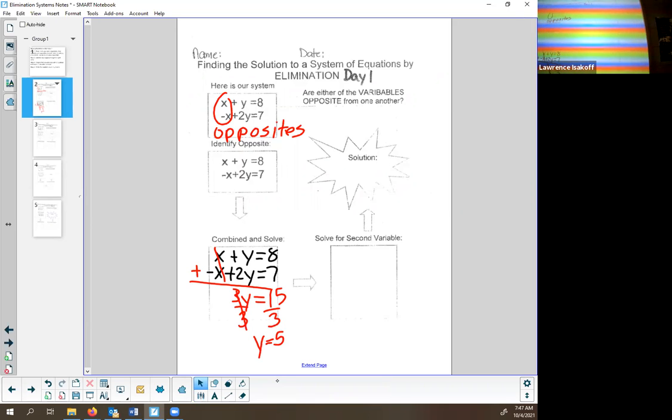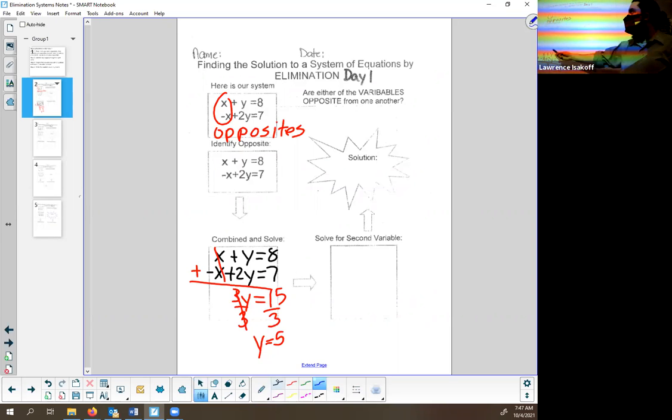That's the elimination part. Any questions on that, like, new step? All I did was add them together because I had opposites. One of my variables eliminates, hence the name elimination method.